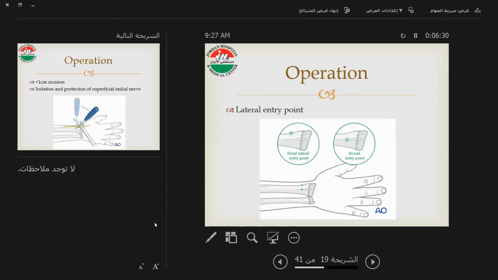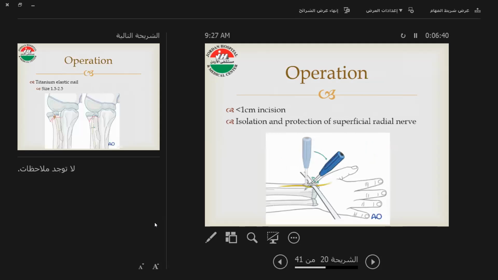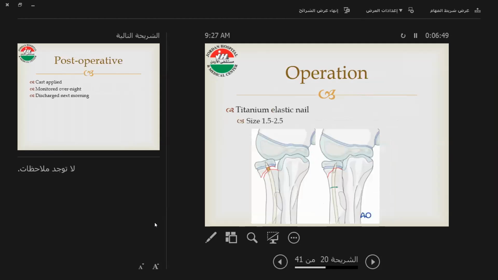We scrub and prepare the whole upper limb. Two entry points through the distal radius were proposed, one on the dorsum and one on the lateral. We usually go for the lateral entry point. We open it using the awl, isolating and protecting the superficial radial nerve, which is very important not to injure. Then we advance a titanium elastic nail, sizes ranging from 1.5 to 2.5 depending on the age of the patient, till reaching the fracture site, impacting it in the radial head and neck piece, then rotating it to maintain the reduction. Then we check the stability of the reduction under fluoroscopy.